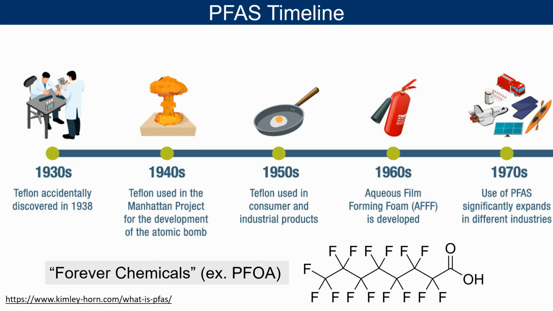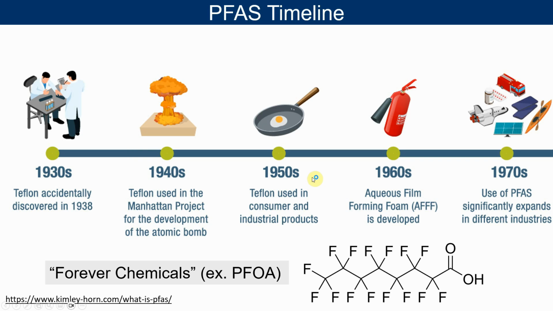Now, as far as PFAS production, PFAS was originally discovered in 1938 by accident as Teflon, which is just this CF2 chain. And it's extremely strong. Again, water and oil repellent. And so it can be used in a lot of products, and it was used in the Manhattan Project for the development of the atomic bomb. So that was its first major use.